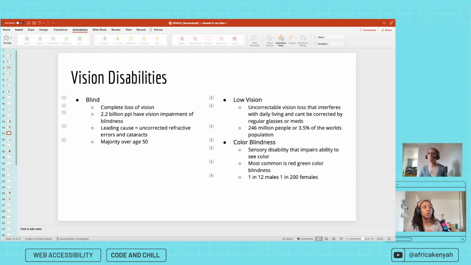So there's also low vision. Low vision is uncorrectable vision loss, and it interferes with daily living and cannot be corrected by regular glasses or meds. So you may wear glasses to help.